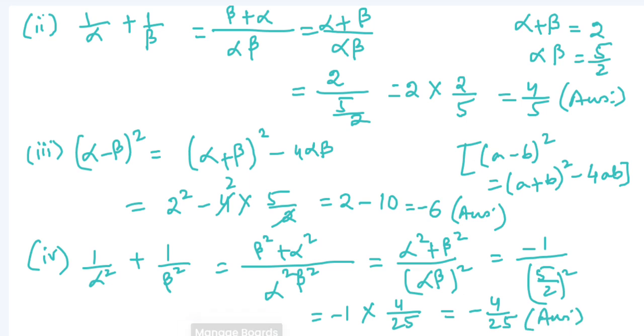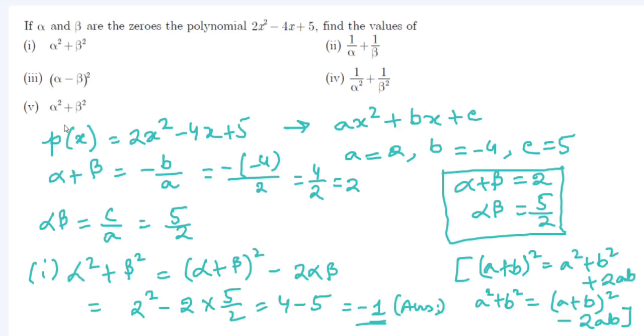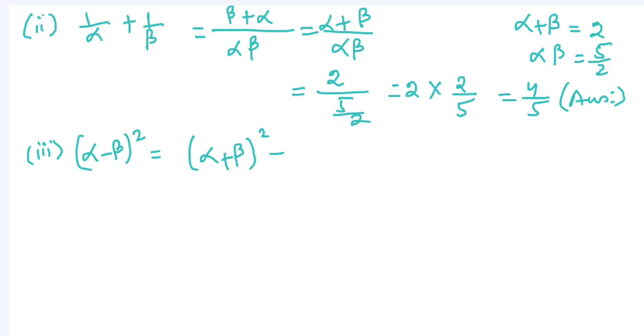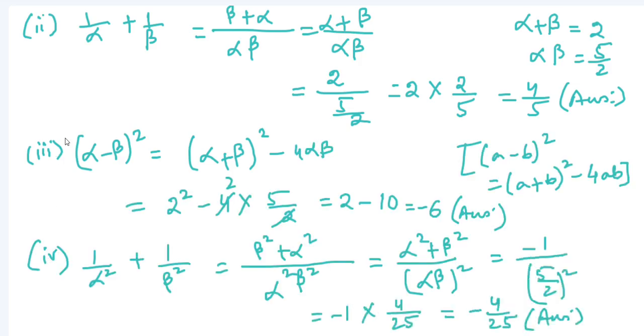Now, we need to solve part 5 as well. So, let us take a look. Part 5 is alpha square. Sorry, this will not be alpha square. This will be alpha cube plus beta cube. Okay. So, there is a typo in the question. So, now let us solve this. So part 5 is alpha cube plus beta cube.